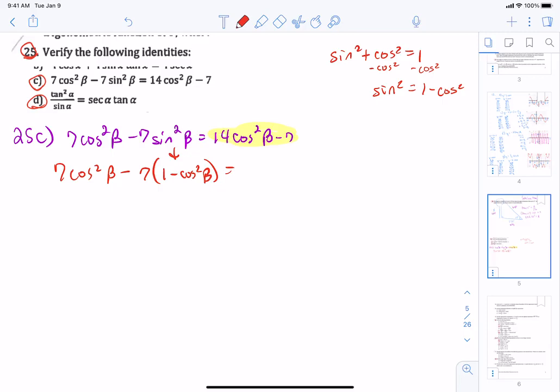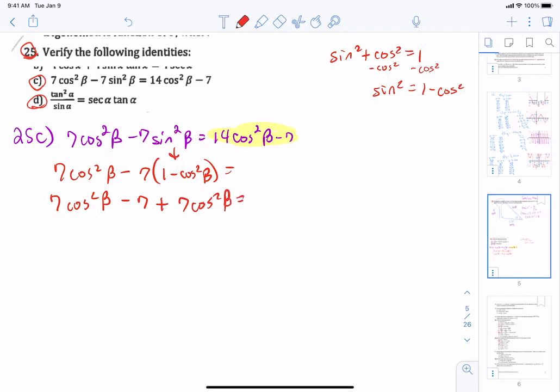Because the one side only has cosines, let's make my side also have only cosines. Now, this -7, you'll notice that I put that in parentheses to remind myself that I need to distribute that. So the next thing you would do algebraically is distribution.